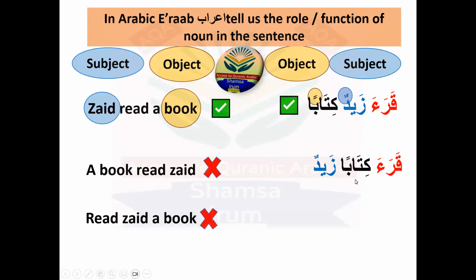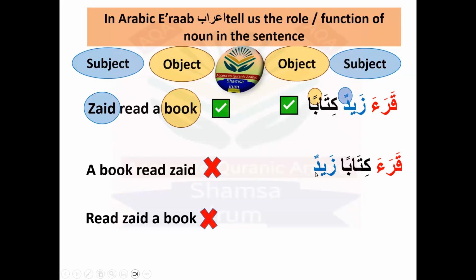Okay, so does it change the meaning? We will see inshallah ta'ala. So what do we have to do? We have to check the haraka. We will not check the position of the words in the Arabic. We have to check the haraka of the last letter of the word. So Zaid is a word, and what's the last letter of the word?